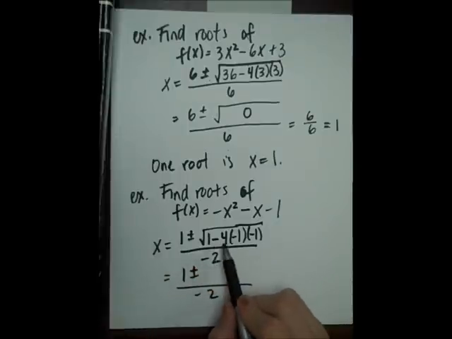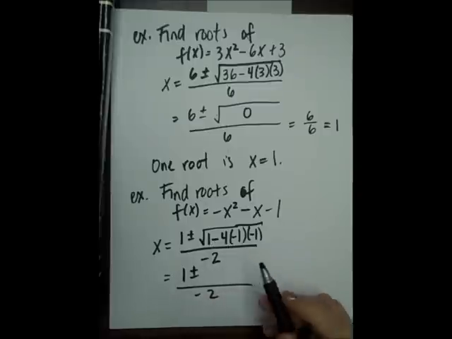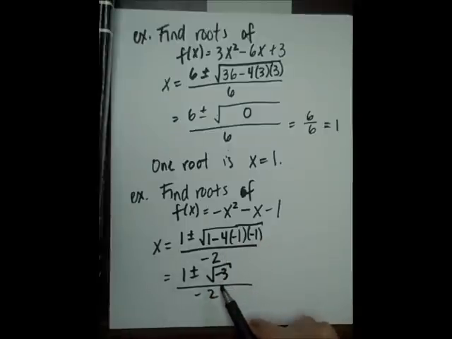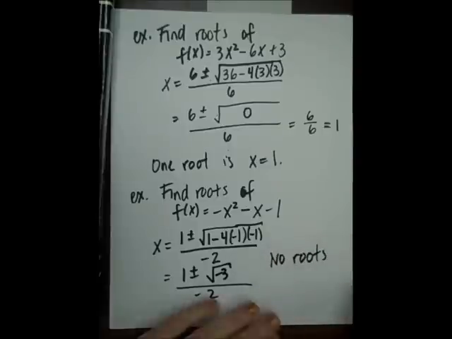So what do I get underneath the radical? Well, I have 4 times negative 1 is negative 4, times negative 1 is 4, so 1 minus 4 is negative 3. The discriminant here is negative 3, that's negative. Well, when I have a negative discriminant, that means no roots. Also because what is the square root of negative 3? That's undefined. So there are no roots here.